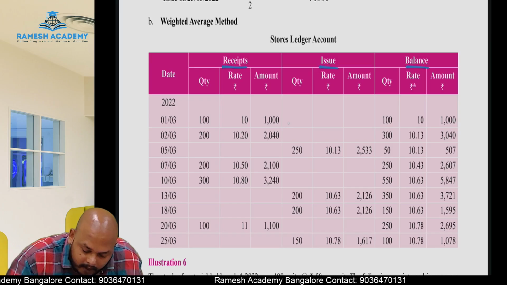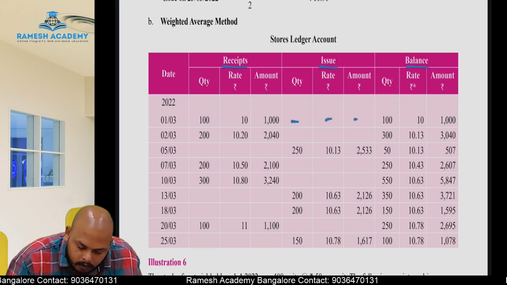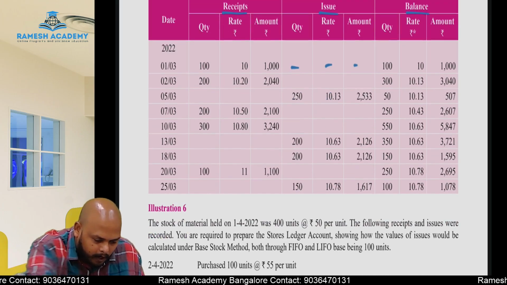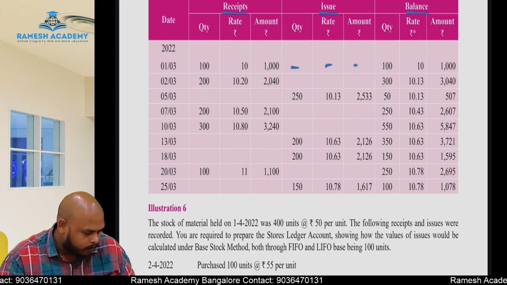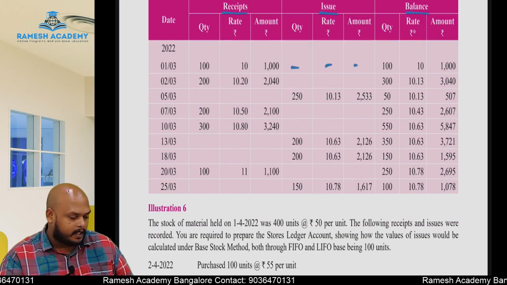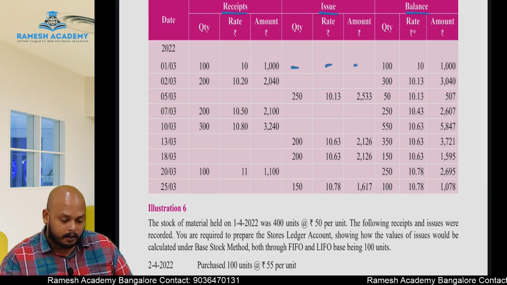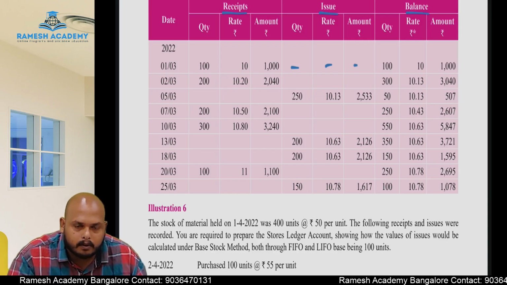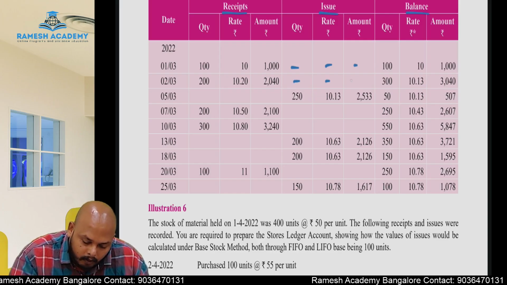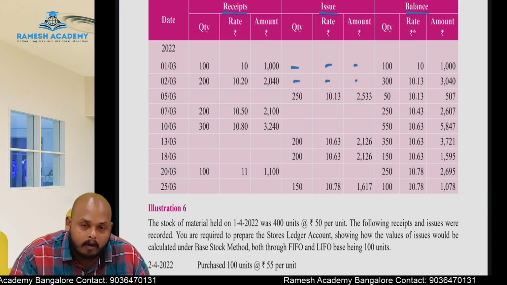10,000. Same thing we have to write in the balance column also. That's all. Okay? On 2nd March they purchased how many units? 200 units. What is the price per unit they gave? 10.2. 200 into 10.2 is nothing but 2040. 100 plus 200 is 300.